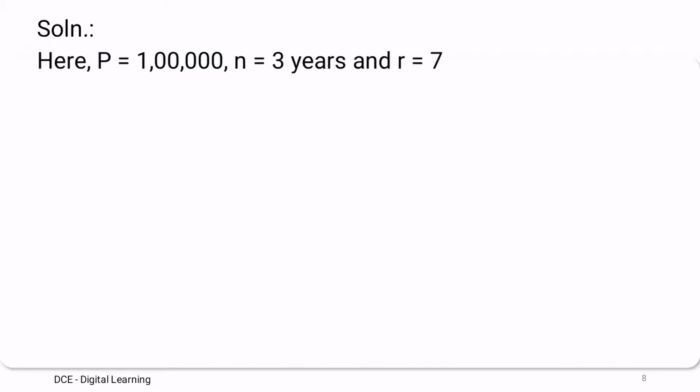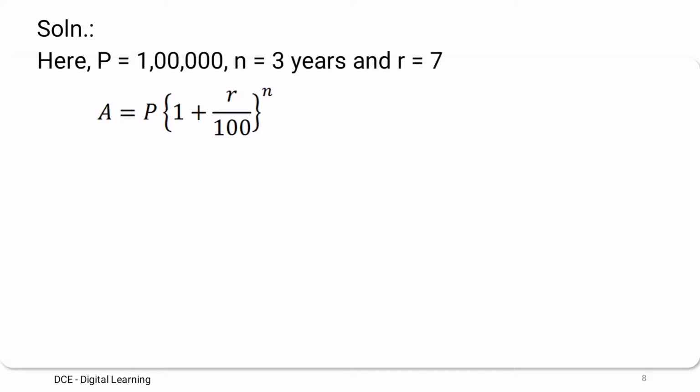So here Mr. Raj deposits rupees 1 lakh in the bank for 3 years. So P is 1 lakh, N, the period, is 3 years, and the bank pays 7% rate of interest compounded annually. So R is 7%.